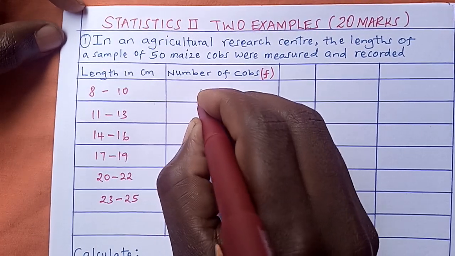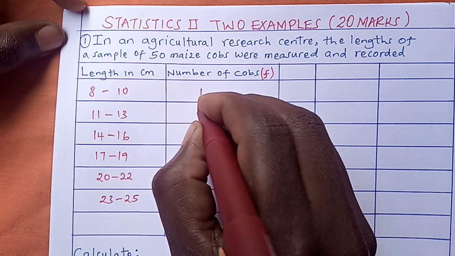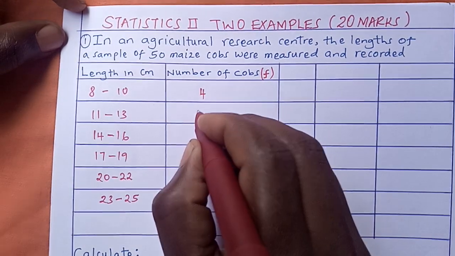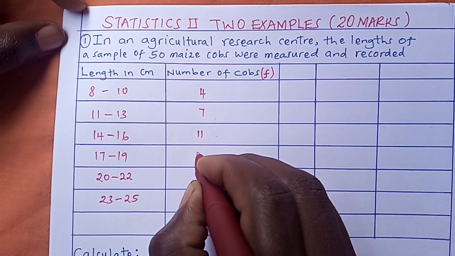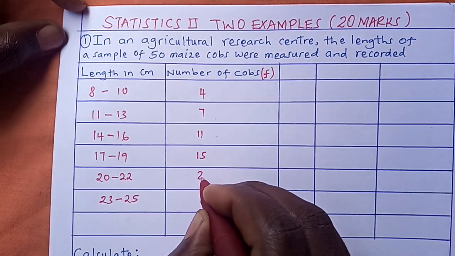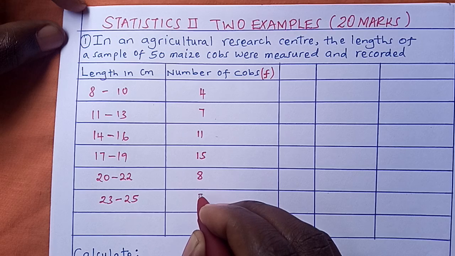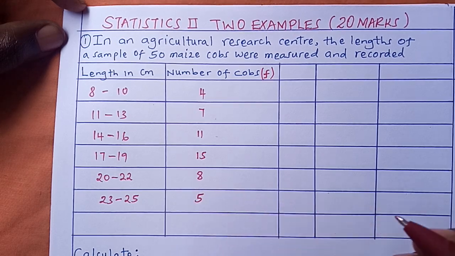For these lengths, we have 4 here, 7 here, 11, 15, 8, and the last one is 5.